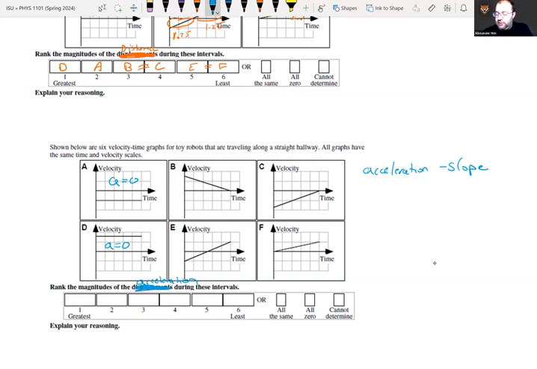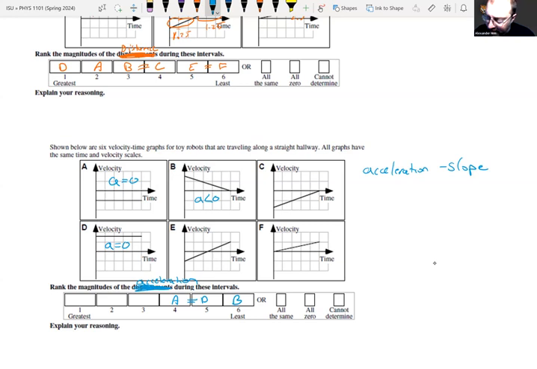Now, if you look at the rest of them, we could figure out what B is, but we don't really need to. The reason we don't need to is because it's negative. So your acceleration is negative. It's the only one where it's negative. So we could say from the get-go, B is the least because it's the only one that's negative. And then A and D are equal to one another because they're the only ones with 0 acceleration. And all the other ones have positive. Now we should probably figure out what that is.